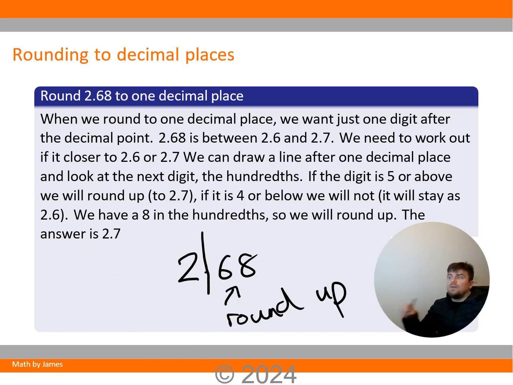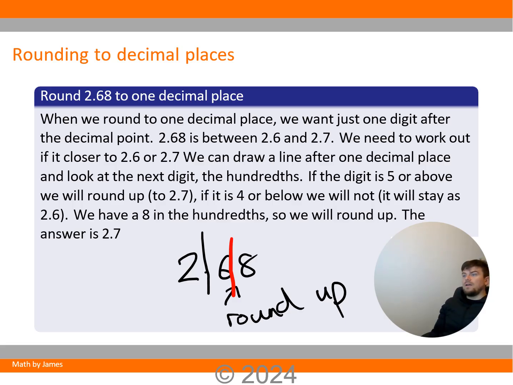So in this next part of the video, we're looking at decimal places. How do we round to decimal places? When we round to 1 decimal place, we want just 1 digit after the decimal point. So 2.68 is in between 2.6 and 2.7. So what we need to do is put a line in after the 6.